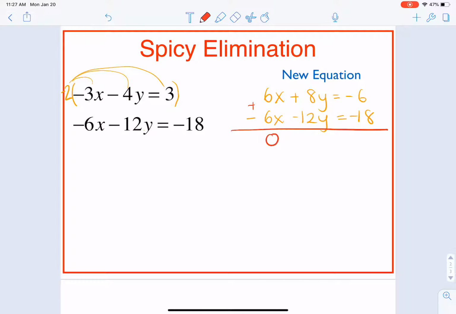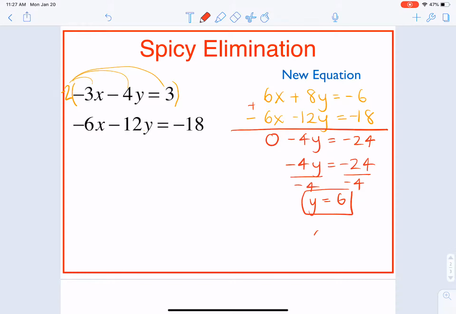And when I continue through, I'll end up with 8 plus negative 12, and that's going to give me negative 4y is equal to negative 6 plus negative 18, and that will give me negative 24. So I'll end up with negative 4y is equal to negative 24, and solving for y, divide both sides by negative 4, and I'll end up with y is equal to 6. So my overall answer, I know that y is 6.